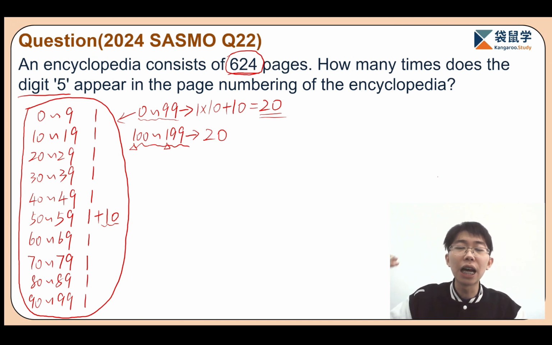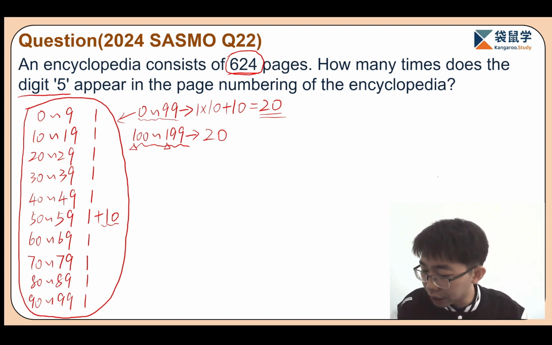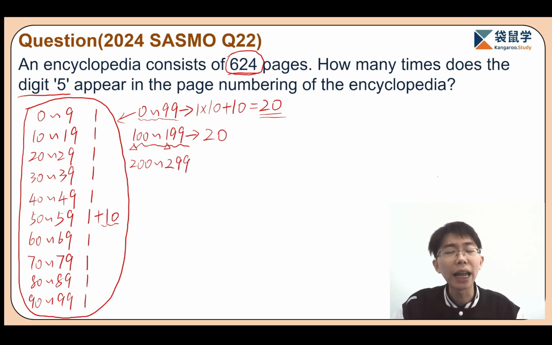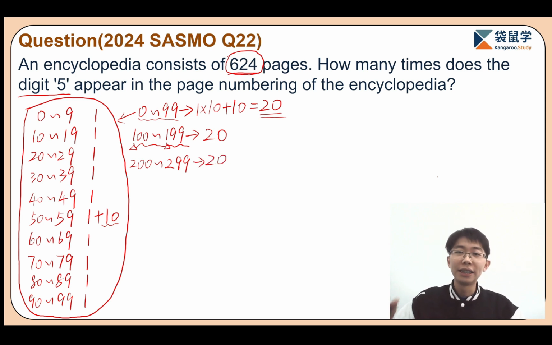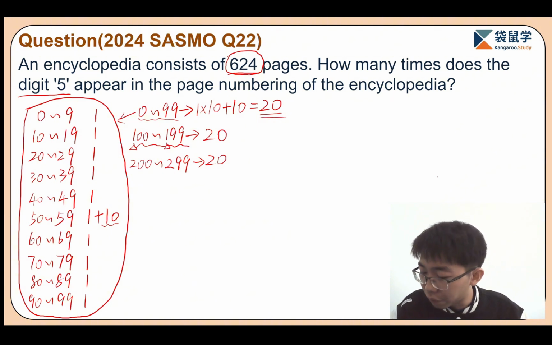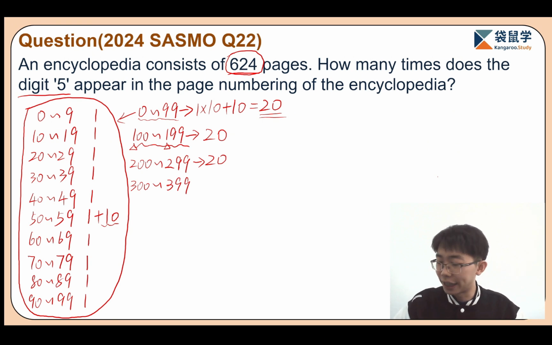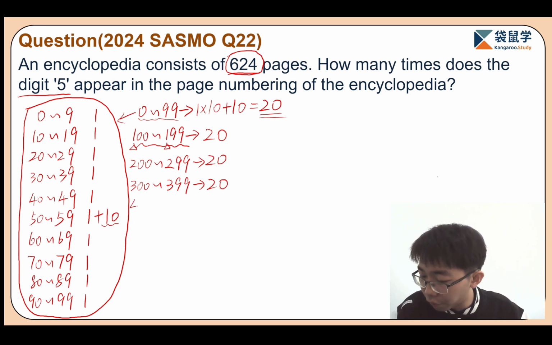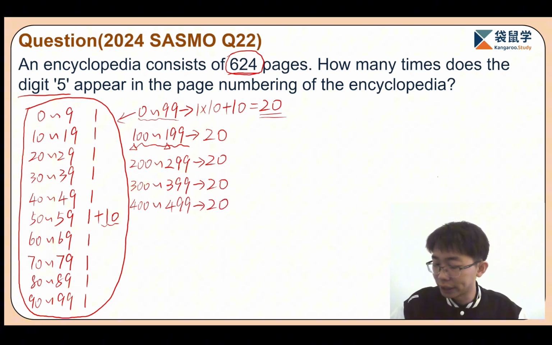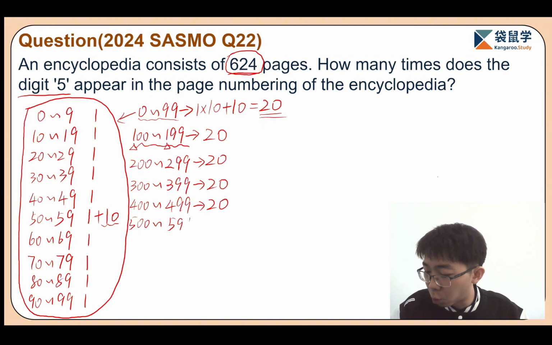Now, what is the next group of 100 numbers? That is starting from 200 all the way to 299. This time, how many digit 5 are there? Again, there are 20 digit 5. The next group of 100 should be starting from 300 all the way to 399. This time, again, there are 20 digit 5. The next group should be from 400 all the way to 499. Again, it is 20. The next one should be from 500 all the way to 599.